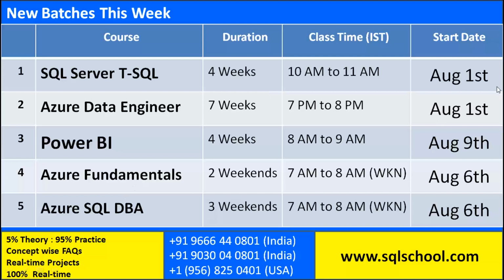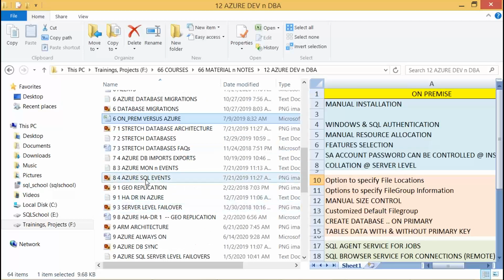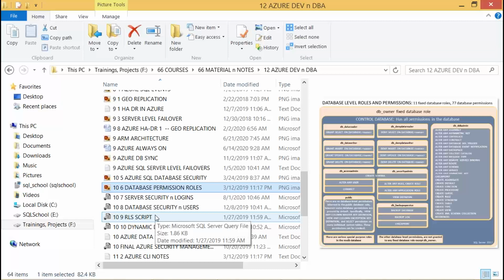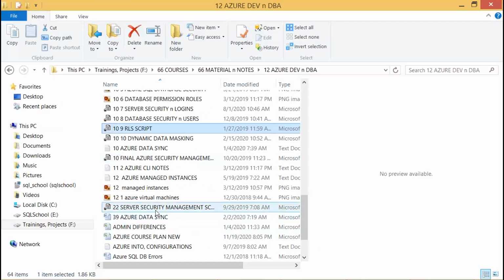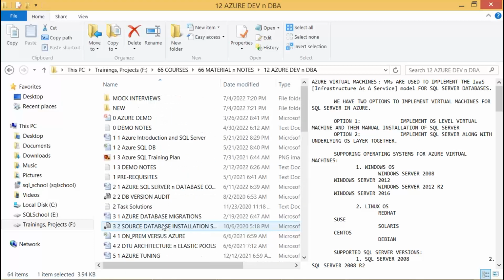And we have Azure SQL DBA. If you are already working as a core SQL DBA, you may surely upgrade yourself to Azure SQL DBA. Weekends. And completely starting from the scratch, right from the basics, fundamentals of SQL DBA to the concepts pertaining to migrations, configurations, issues, solutions, again, concept-wise FAQs at every level. We have something called audits, backups, restores, HADR, high availability disaster recovery solutions, security, auditing, monitoring, and more importantly, we have clustering and Always On concepts, detailed virtual machines, clusters, and Always On.